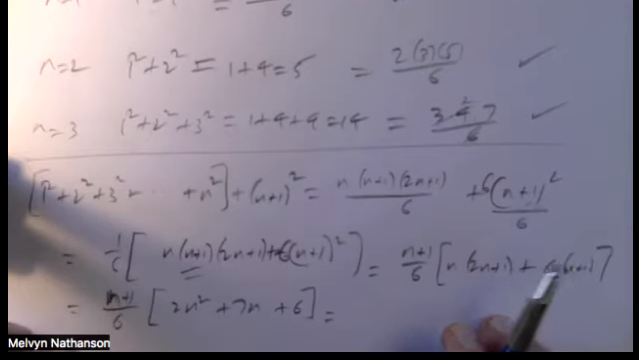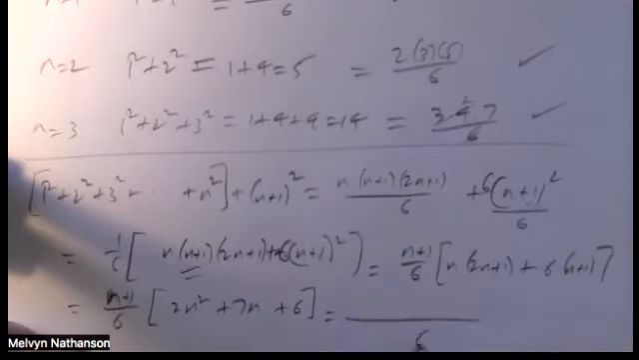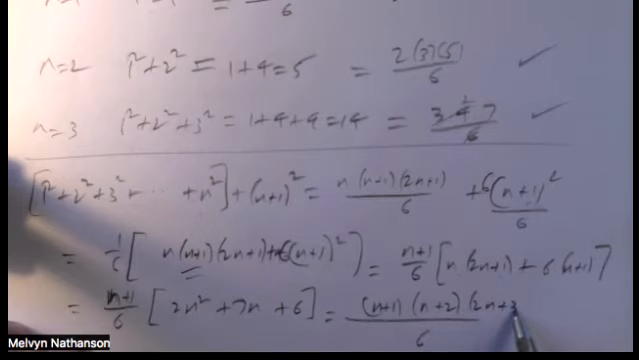And if I remember my high school algebra, I can try to factor this. I have n plus 1. I can factor this, I think, into n plus 2 times 2n plus 3. This is 2n squared plus 7n plus 6. That's exactly right.